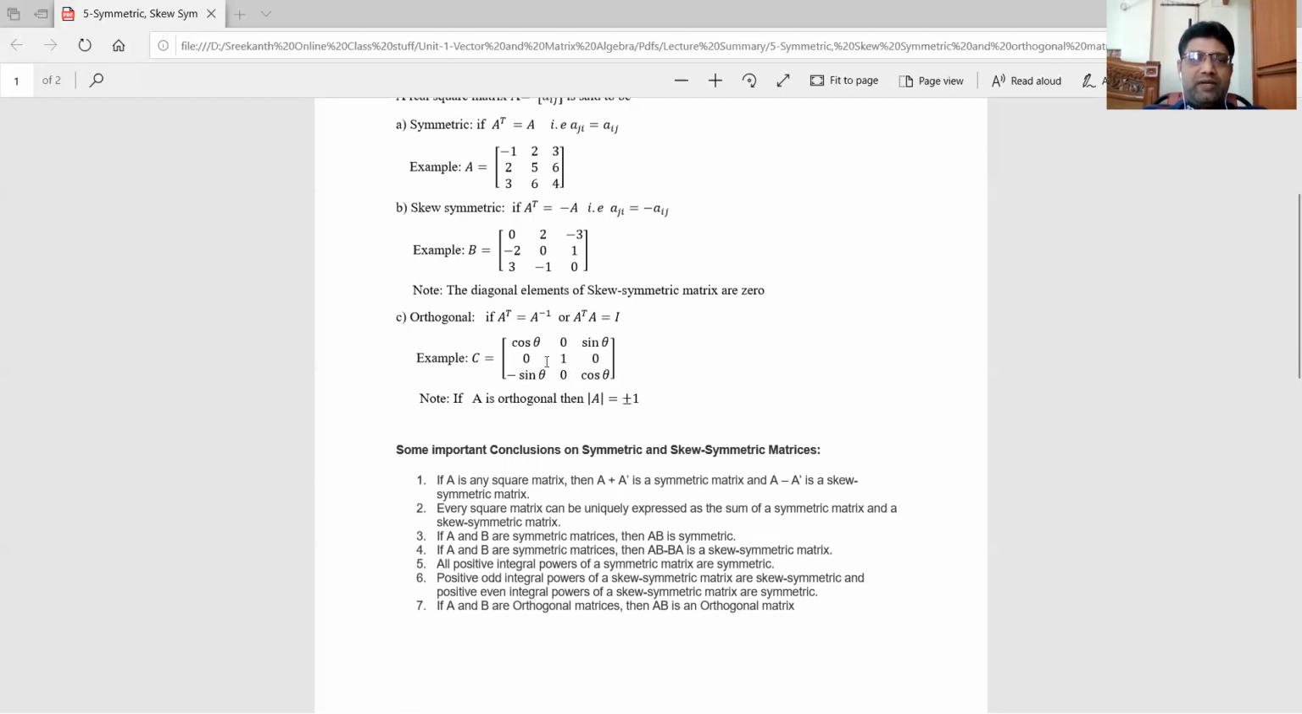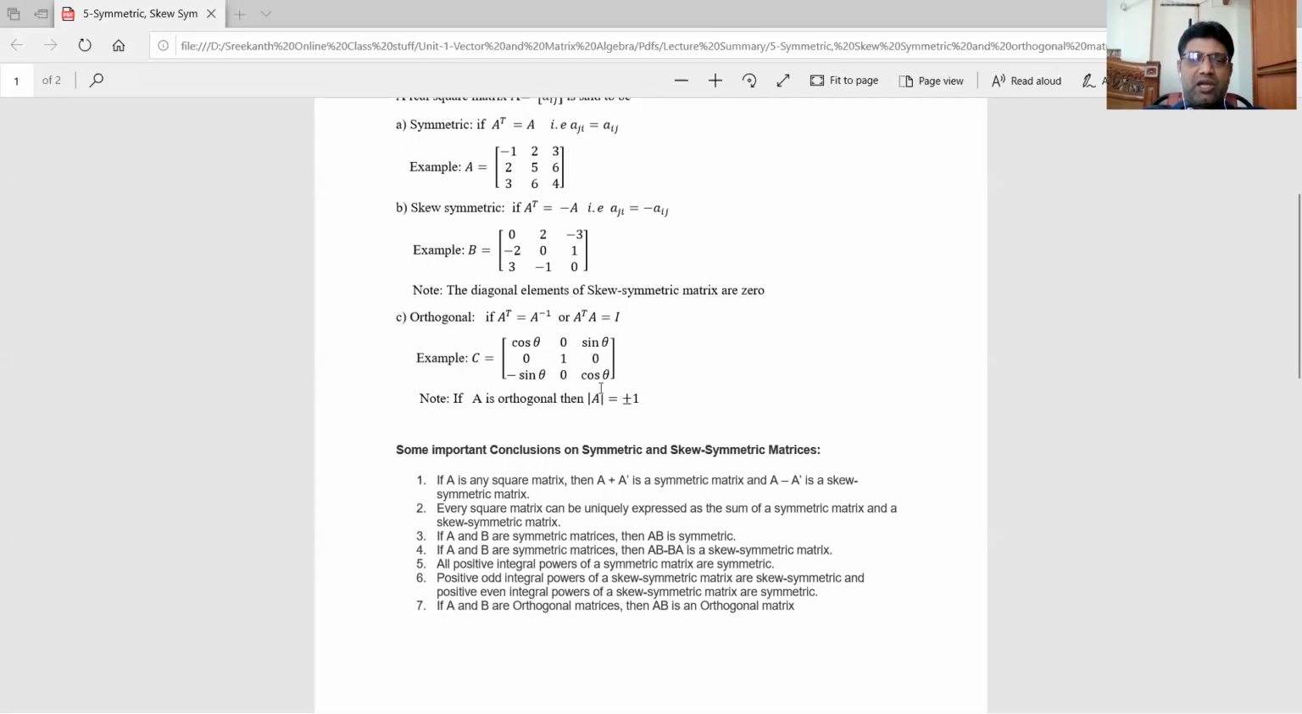The advantage is, suppose you want to find the inverse of this matrix and you already know that it is an orthogonal matrix, then there is no need to calculate adjoint A by det A. Directly, if you write its transpose, that is enough. So you can save time. That is one advantage of the orthogonal matrix. And here a note is there. So what is that note?